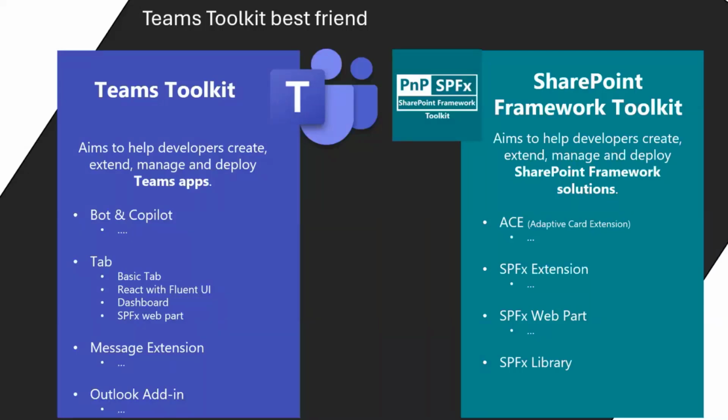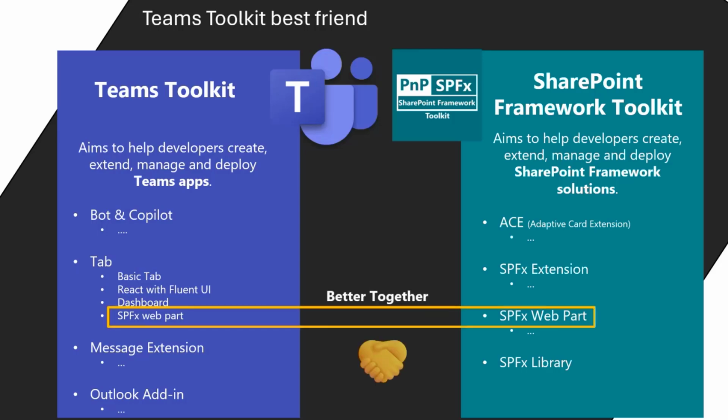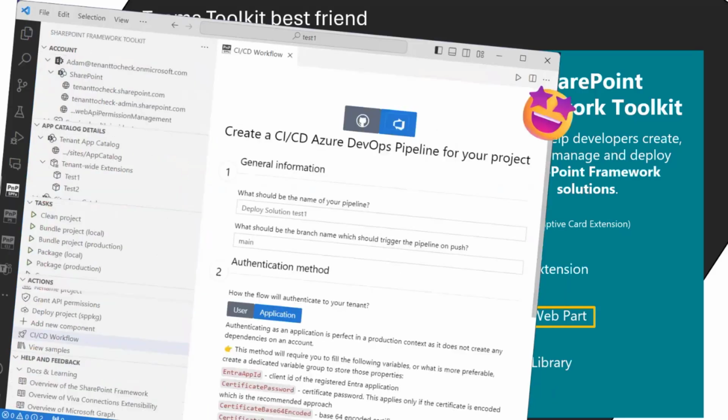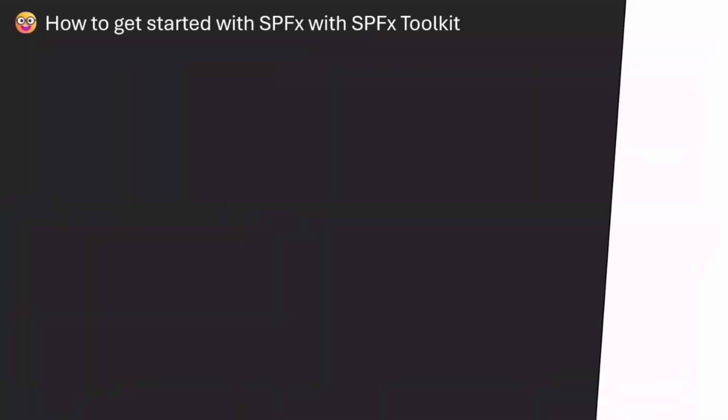And along the way, it also helps you extend Teams using an SPFx web part when you want to, for example, add a tab. And that's where those two extensions can work together, because then SharePoint Framework Toolkit will see, okay, this SPFx web part was scaffolded by Teams Toolkit. I totally understand this project structure, and I will read it and help you boost it, okay? And let's move on. So how to get started?